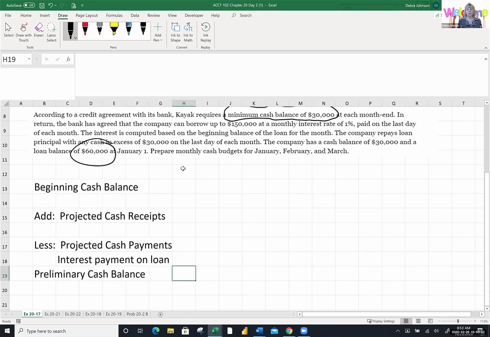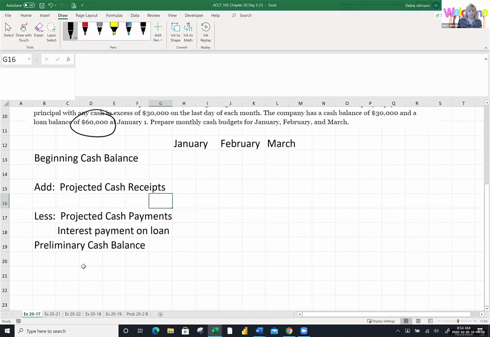And then across the top is going to go the months. So January, February, and March. So let me stop. We will have something happen down here. I guess I could put it in. So two things are going to happen.